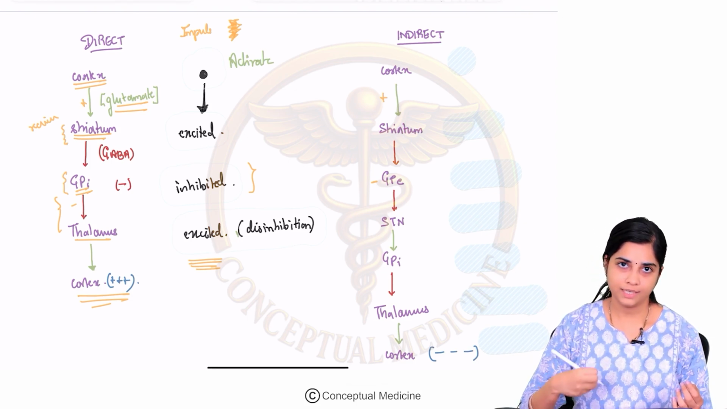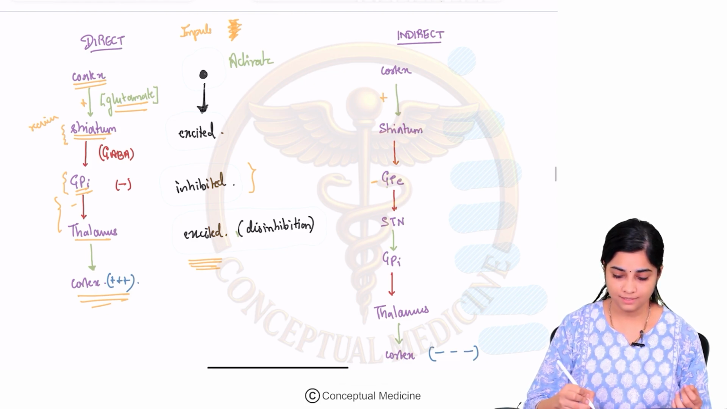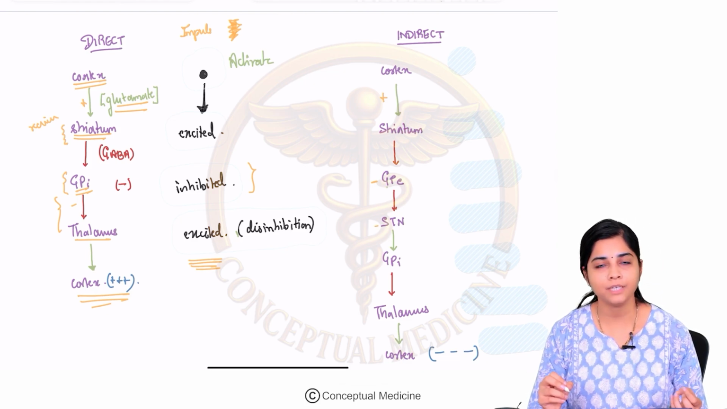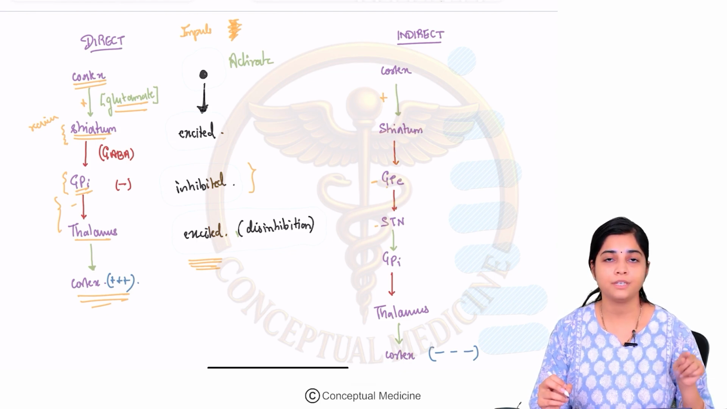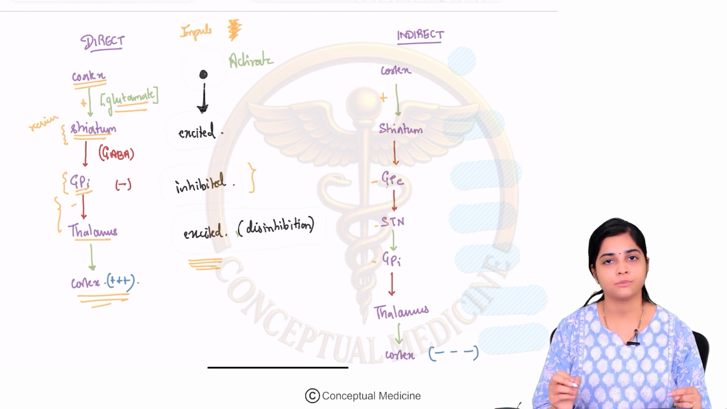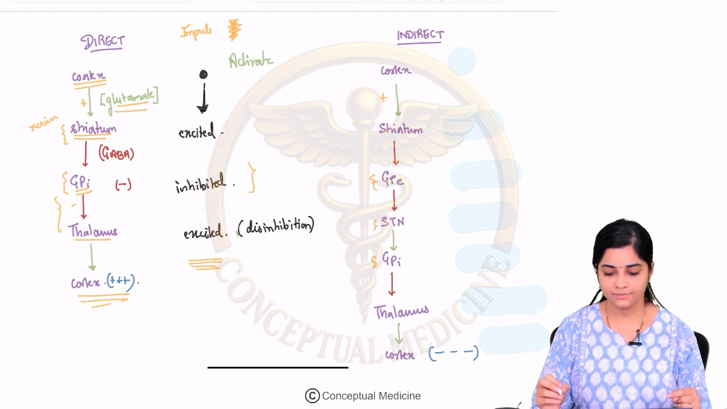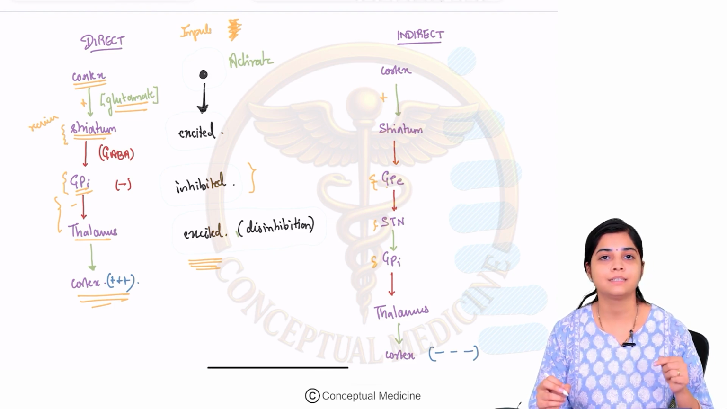Okay, so again, all intrinsic pathways are inhibitory. So, the globus pallidus externa is inhibiting your subthalamic nucleus. Which is the exception? It is your subthalamic nucleus. So, the subthalamic nucleus is excitatory to your globus pallidus interna.